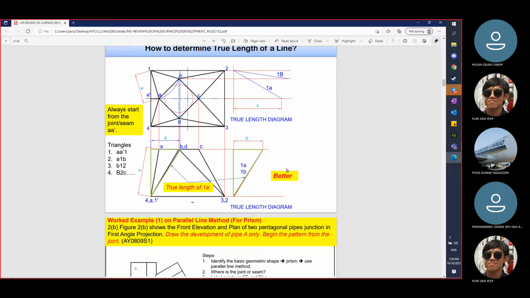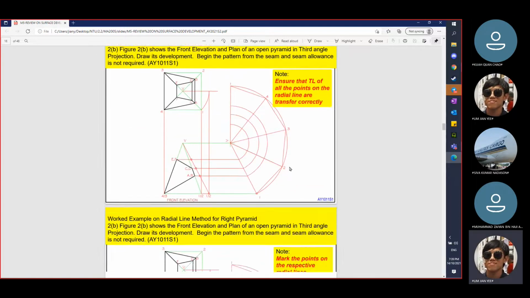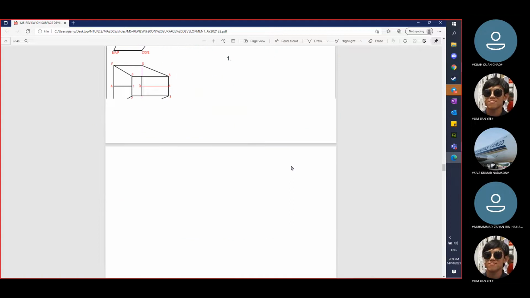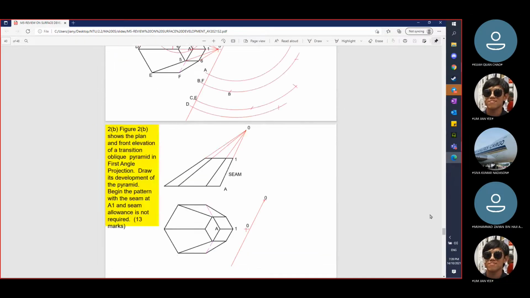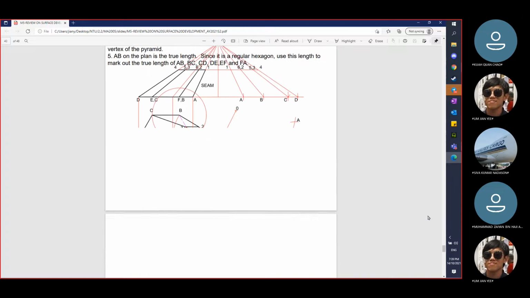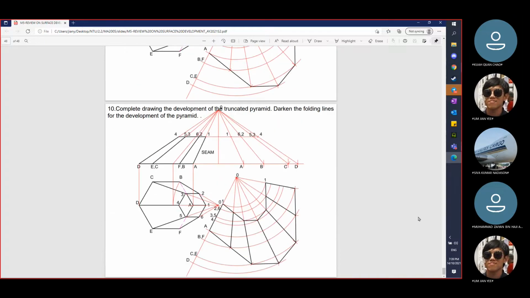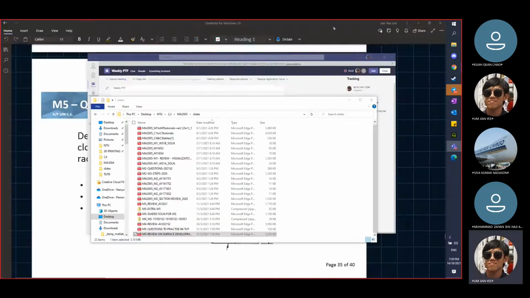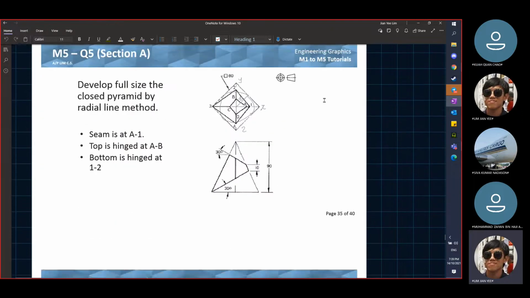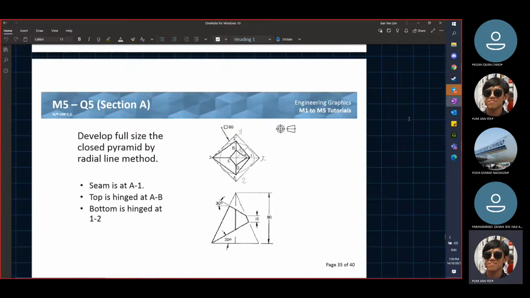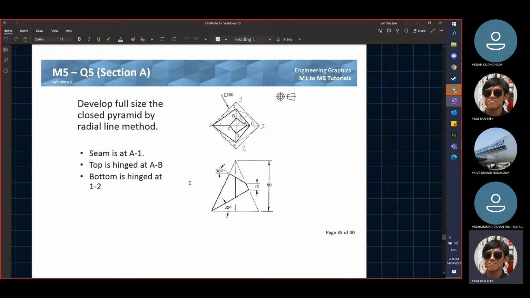actually, for now, skip a few slides. Never mind, I'll go straight into doing the question. I'll be doing question 5. So let's start with question 5.